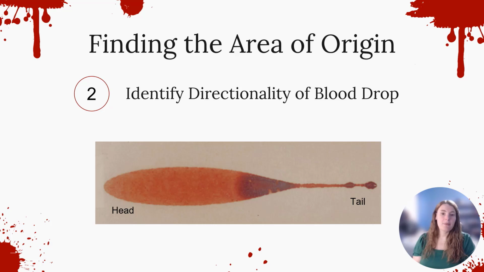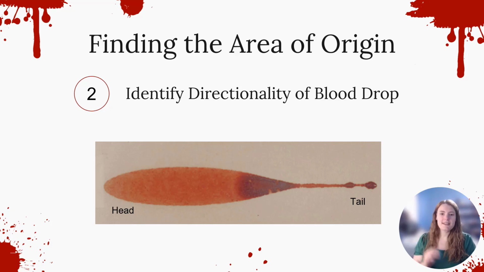Now the second step is to identify the directionality of the blood drop, and that means you want to identify the direction that the force was moving when the blood was deposited onto the surface. This will allow you to work backwards, moving from the blood drop to the original location of the force being applied. To determine directionality, you want to examine the shape of the blood drop.